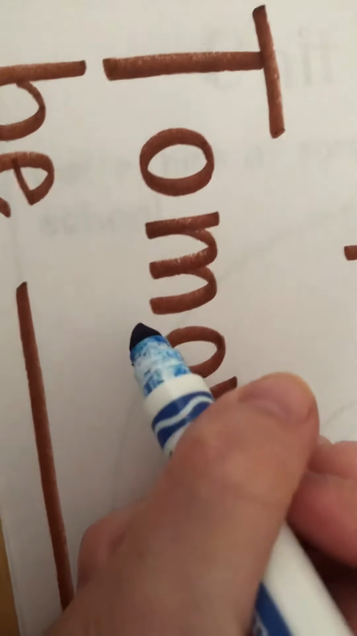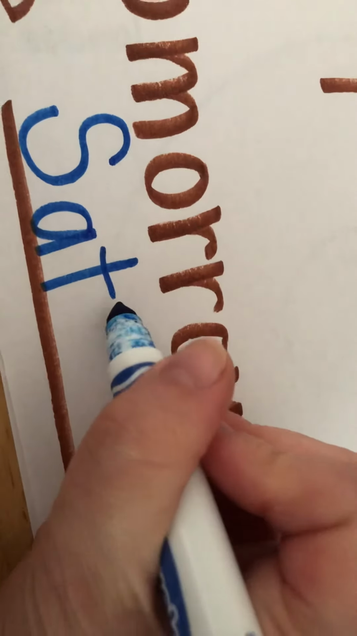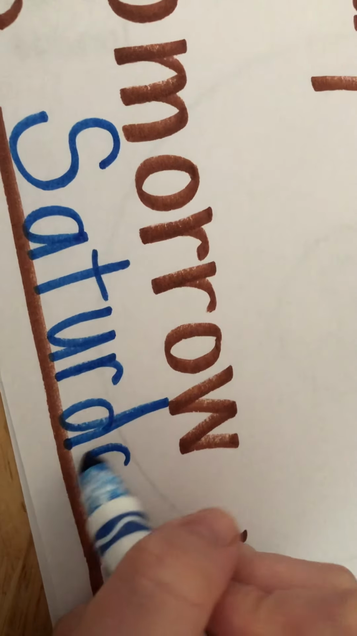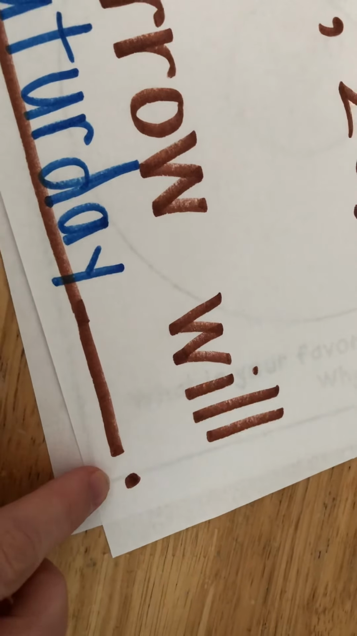So let's go ahead and write Saturday. And we're going to start with that capital letter, the S, sat. Oh, look, there's the word sat in Saturday. Saturday. All right, so tomorrow will be Saturday, and I'm telling you that, so that's why my sentence ends with a period.